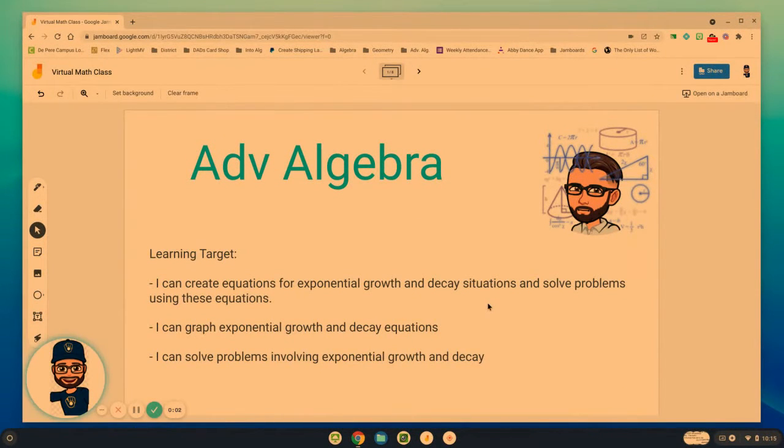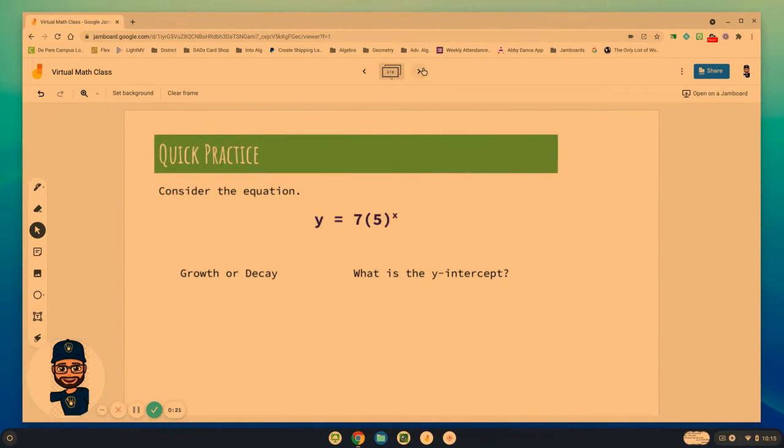Hello, advanced algebra students, and welcome back to another video lesson as we continue exploring exponential growth and exponential decay. Today, we're really focusing on solving problems that involve exponential growth and decay, more real-life scenarios, if you will. First, I want to go through a series of quick practice questions.